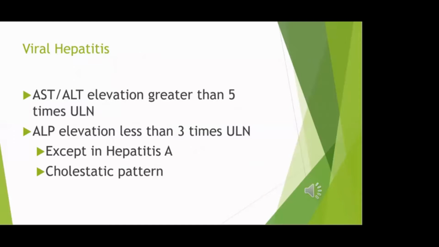Okay, for viral hepatitis, we will not go into this a lot, because we see it a lot in our labs. AST is usually over ALT, elevation is greater than 5 times the upper limit of normal, and the alkaline phosphatase elevation is less than 3 times the upper limit of normal, except in the case of hepatitis A, which presents with a predominantly cholestatic pattern. So again, when you have a cholestatic picture, whether in biopsy or clinically, your alkaline phosphatase will always be elevated.